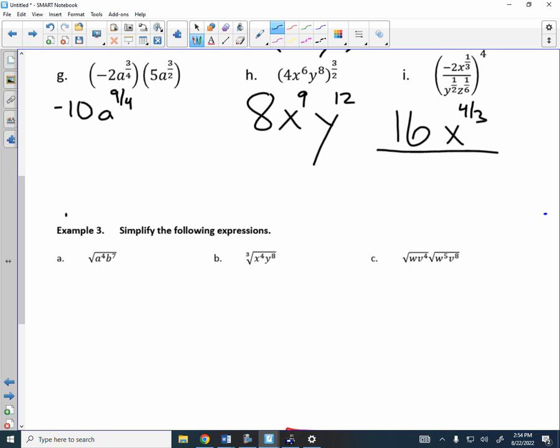Okay. And then what's 1/2 times 4? 2. So it's y squared. And then what's 1/6 times 4? 2/3. Can't do anything else, can we? I mean, if it was an x down here, then we could simplify, right? But it's not.